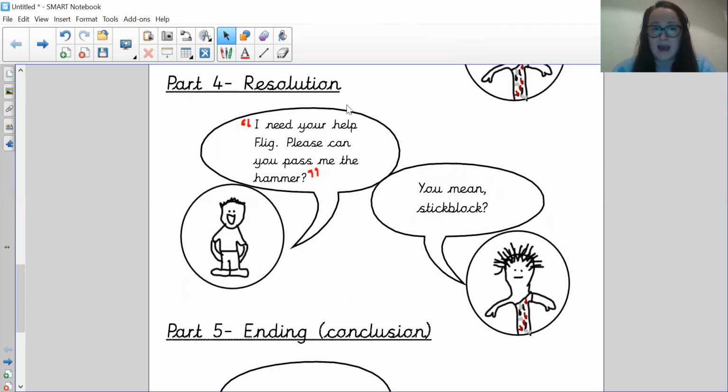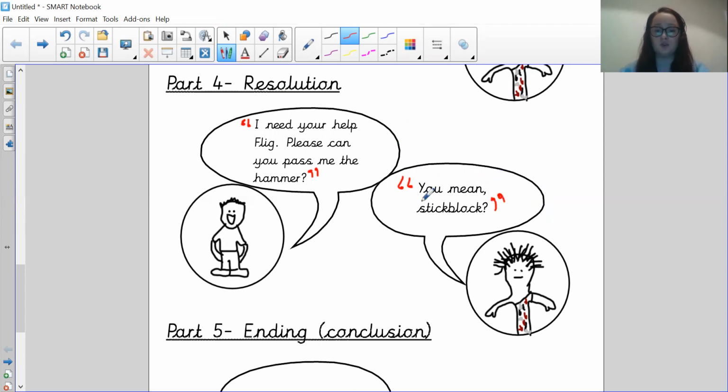So I'm going to add that there. Remember, inverted commas. That's a really big inverted comma. I'll have to match that now. There we go. Right, so, "You mean stick block?" So Flig's got a little bit confused there. Let's move on to the final part, number 5, where Stanley makes his way back to his Auntie Susan's.